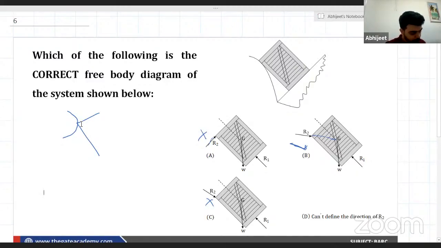Got it, Kumar? So the correct answer is B. Is it clear, Kumar? You are saying A is the answer, so A is not the correct answer. Please check it. I hope you are getting my point. Okay.